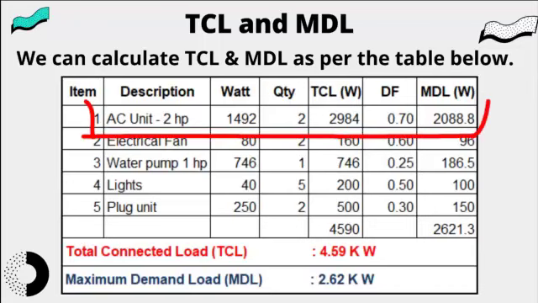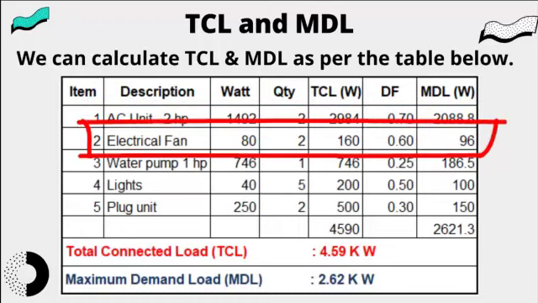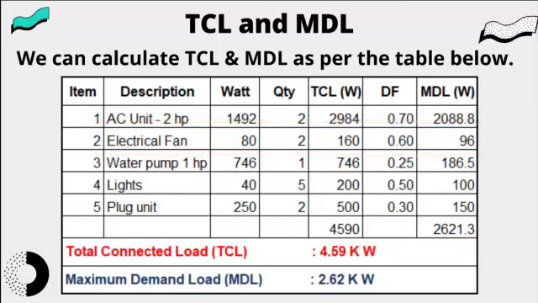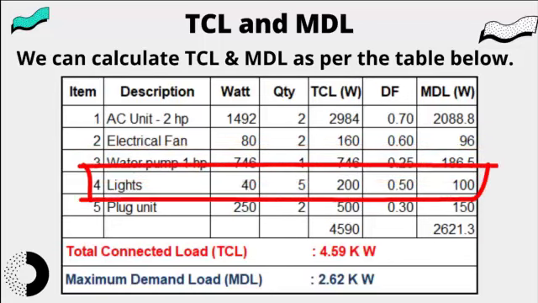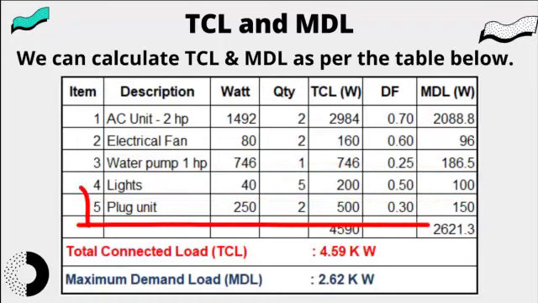The total load of the two AC units will be 2,984 watts and the MDL will be 2,088 watts as the DF is 0.70. Other devices can also be checked in this way. The TCL of the two fans is 160 watts and the MDL is 96 watts when the DF is 0.60. Although the TCL is 746 watts, the MDL of the water pump is 186.5 watts because the DF is 0.25. The total load of the five lights is 200 watts and the MDL is 100 watts as the DF is 0.50. The TCL of the two plug units is 500 watts but the DF is only 0.30, so the MDL is 150 watts.